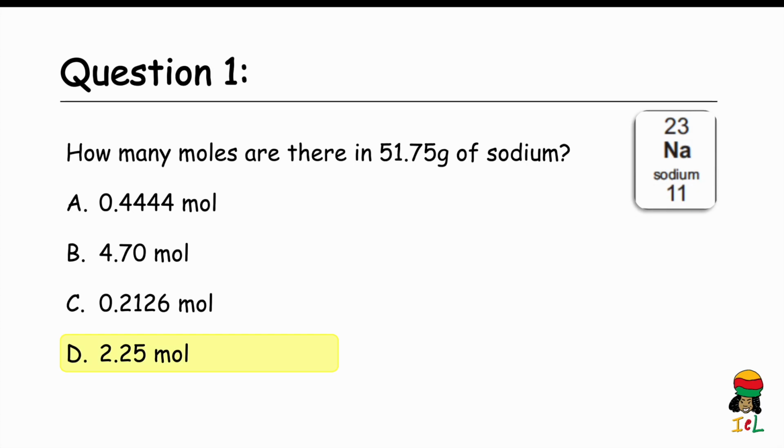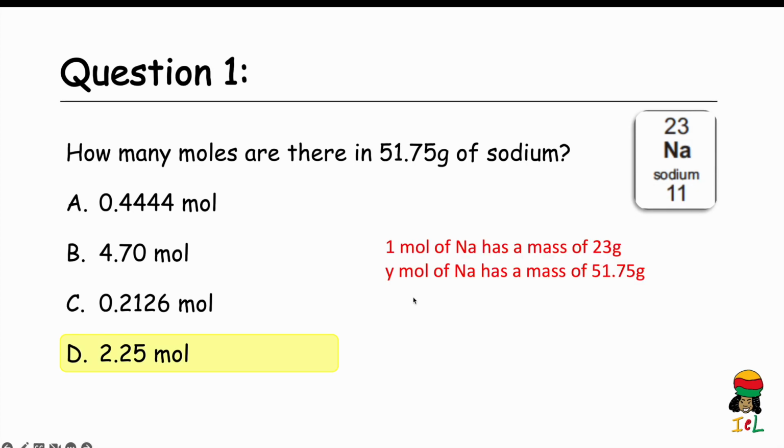The answer is D, 2.25 moles. How did we arrive at the answer? Using the proportion statements, we know that 1 mole of sodium has a mass of 23 grams using the information from the periodic table, and Y moles of sodium would have a mass of 51.75 grams.